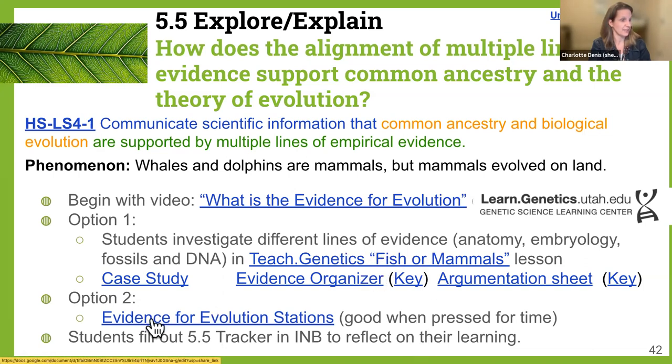But this stations activity is good for when you're pressed for time. The Fish or Mammals lesson is fun and great, but it can tend to take longer. So if you're pressed for time, this covers the same materials and the same phenomenon, but it's doable in one 90-minute period.